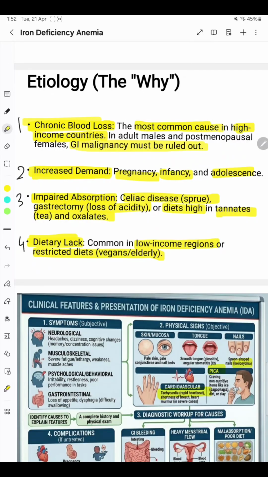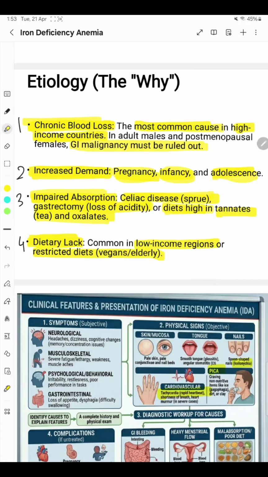The second category is increased demand for iron. This is particularly seen in pregnancy, infancy, childhood and adolescence, because of the growth, there is increased demand for iron. Third is impaired absorption, where iron absorption is defective. In conditions like celiac disease, and gastrectomy due to loss of acidity which promotes iron absorption, and diets high in tannates and oxalate, these conditions impair iron absorption.